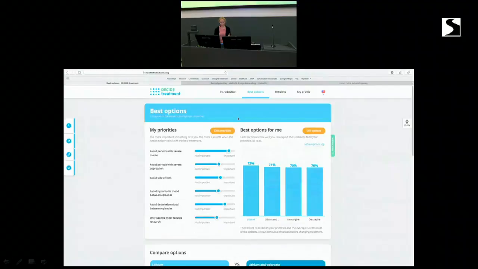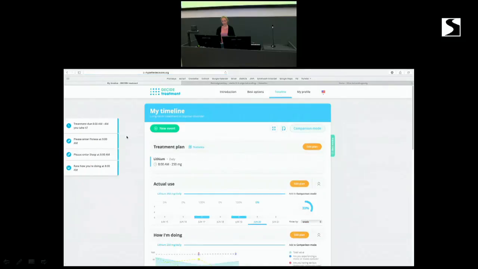So this is how the one-time decision looks as well. It could be breast cancer or lung cancer standing here with two or three different options. But we also have a long-term treatment, and this is the one I'm showing you now for bipolar disease. And here we have a lot bigger system.